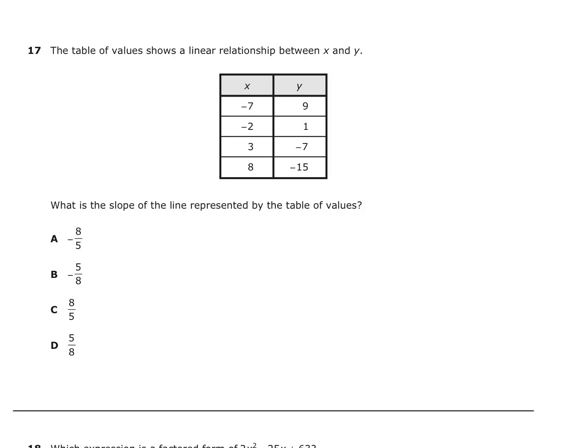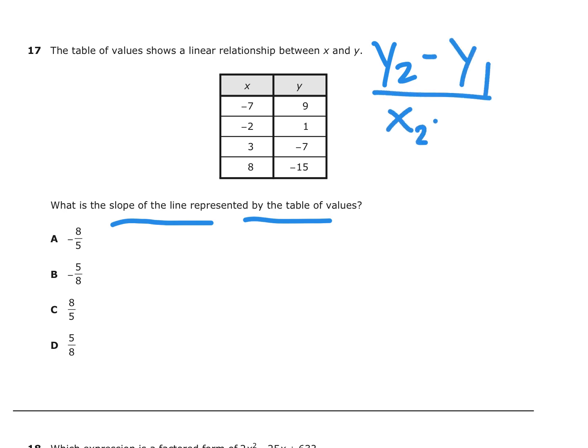Okay, so problem number 17 says a table of values shows a linear relationship with x and y. What is the slope of the line represented by the table of values? So we need to find slope. Remember that slope is the difference in the y's, y2 minus y1, over x2 minus x1. So what we can do here is take any of the y's. We can take this y minus that one. We can do 9 minus 1.